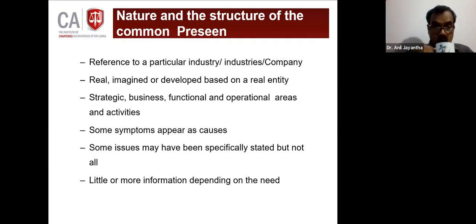Then we will move on to the nature and the structure of common pre-seen.